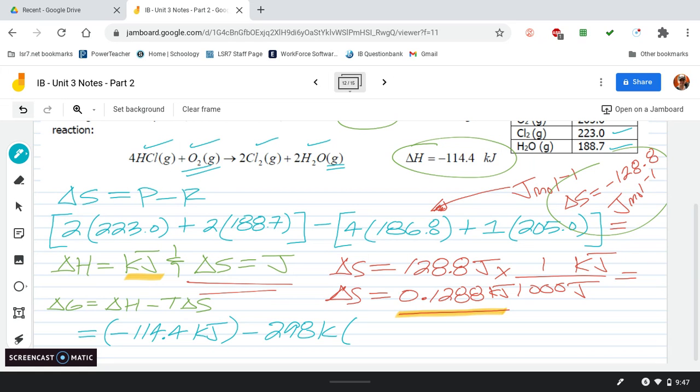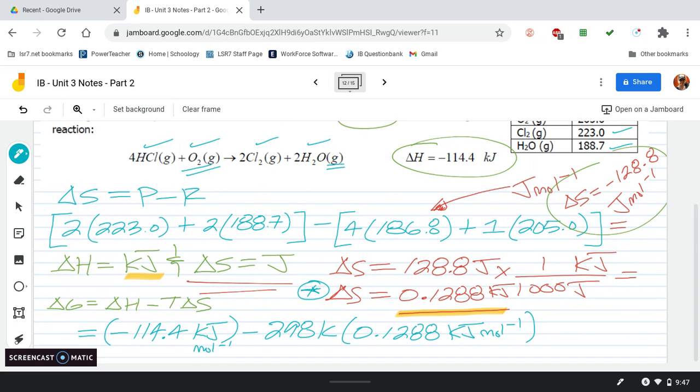And then that's multiplied by our delta S, which we are going to use this value right here. And so that's going to be 0.1288. And so then that's also kilojoules per mole. And this is actually kilojoules per mole. All right, you can run it through and it will give us an answer. So let's just run it through and let's see what the heck we get.